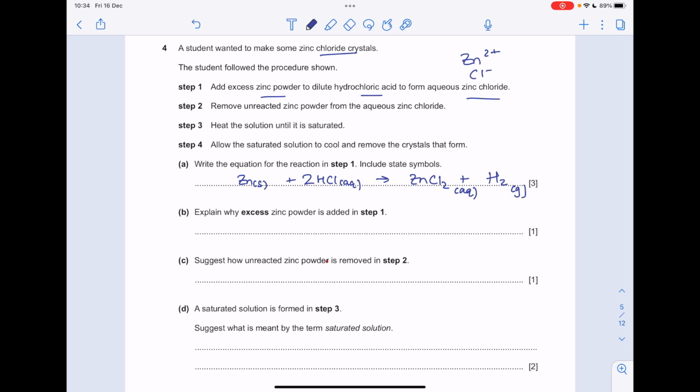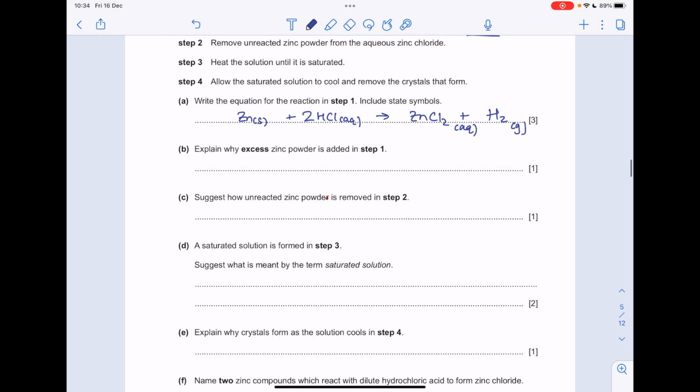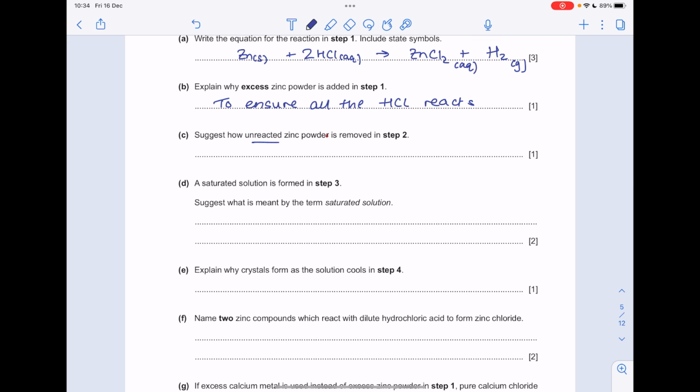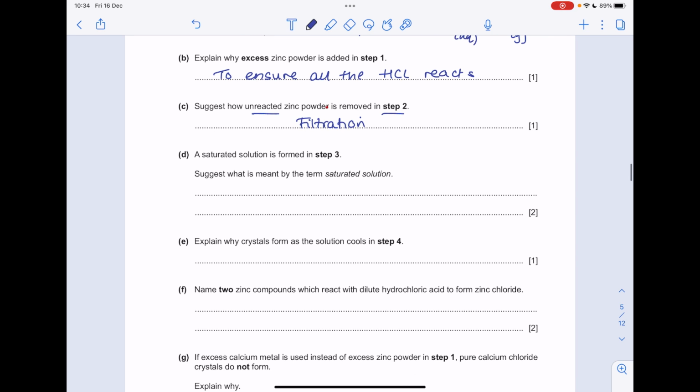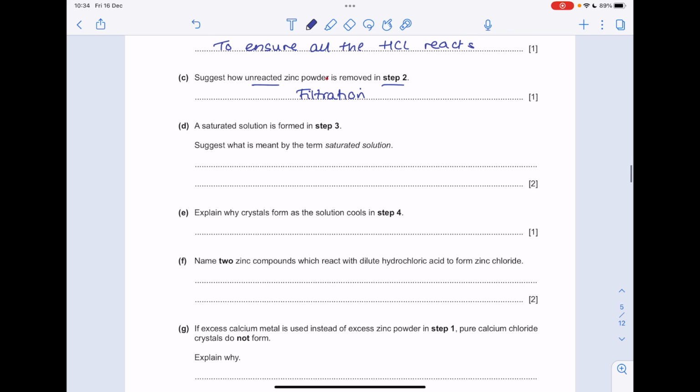Explain why excess zinc powder is added in step 1. That's to ensure that all the hydrochloric acid reacts. Suggest how unreacted zinc powder is removed in step 2. It's a solid. The easiest way to get that out is by filtering, so filtration. A saturated solution is formed in step 3. What is meant by the term saturated solution? It's a solution that can dissolve no more solute at a given temperature.